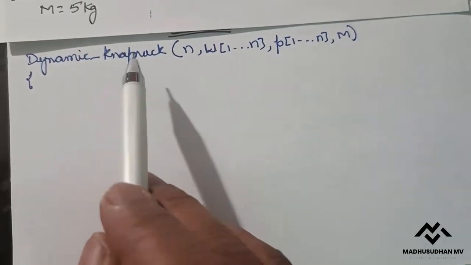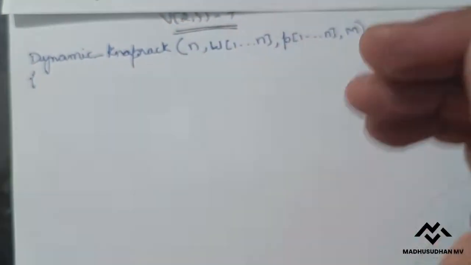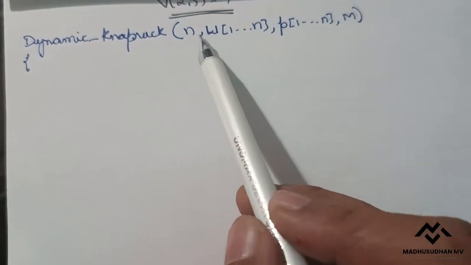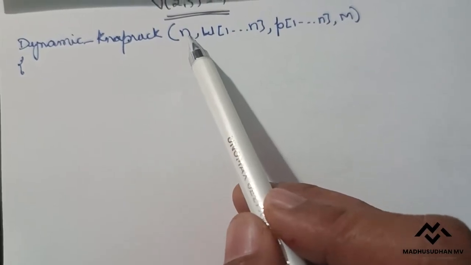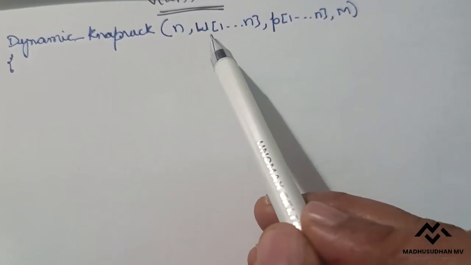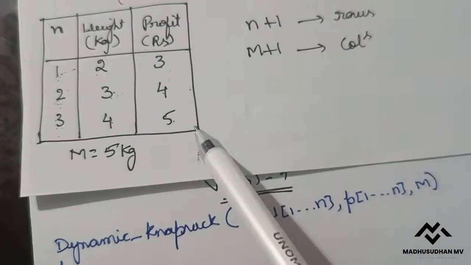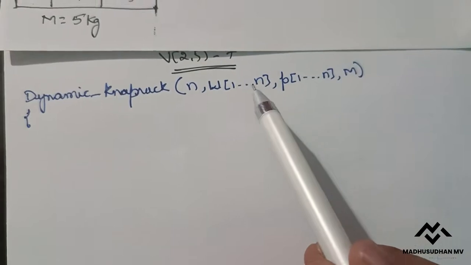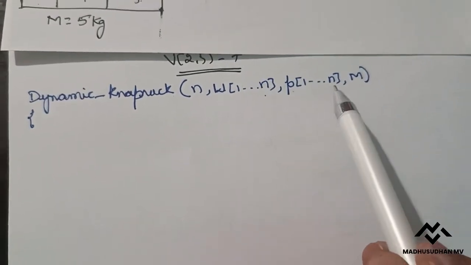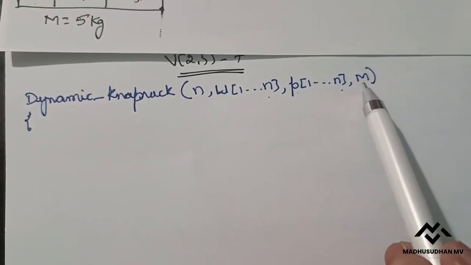I have given the name dynamic underscore knapsack for this problem. The parameters to be passed are the number of items n, the weights of all the objects, and the profits of all the objects. So weight of 1 to n and profit of 1 to n are two arrays, along with the maximum knapsack capacity.